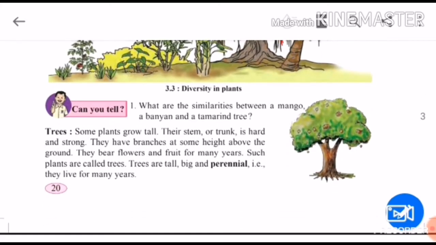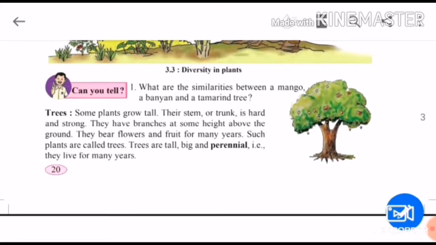So let's see the first classification they have done. Can you tell what are the similarities between a mango, a banyan and a tamarind tree? Children, the mango tree is very tall, the banyan tree is also tall, and the tamarind tree is also tall.